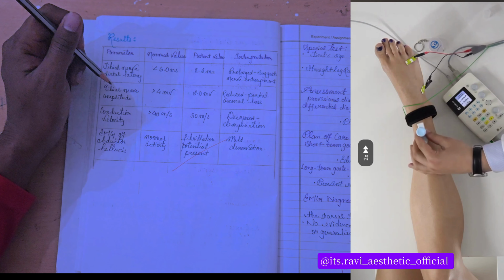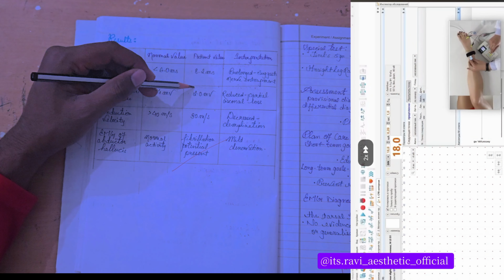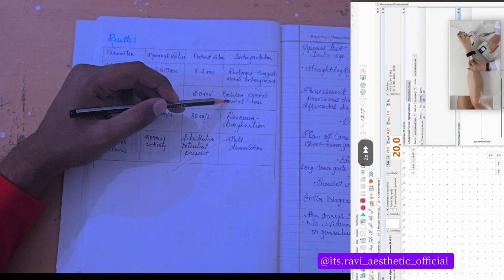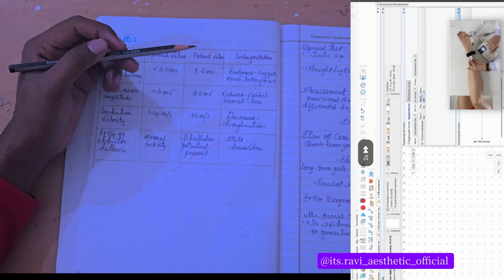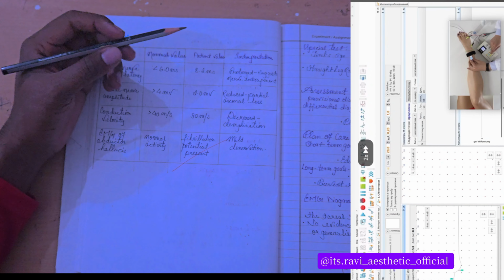Tibial nerve amplitude, I have taken from that. The normal is 4 millivolts, and the patient value is 2.0 millivolts. It indicates partial axonal loss. It means if the patient is lying on a bed, the symptoms or severity will be reduced.